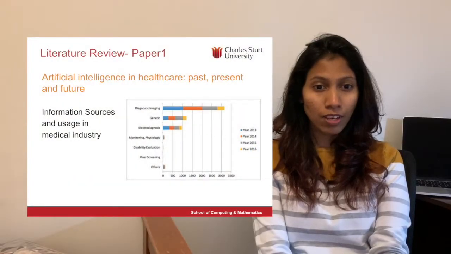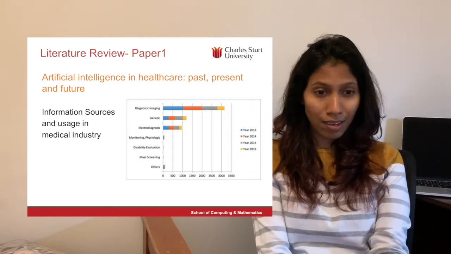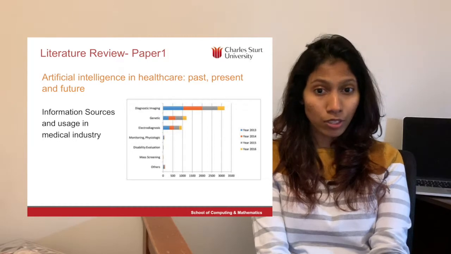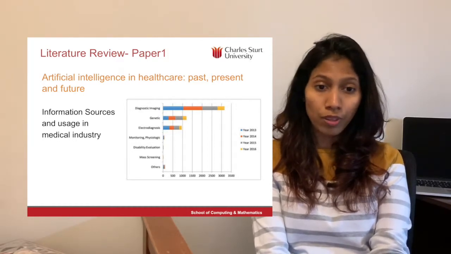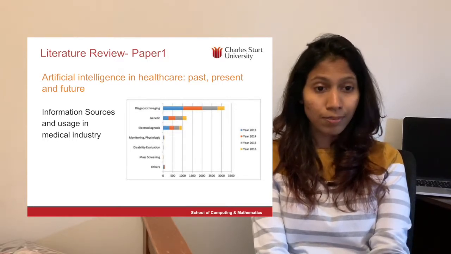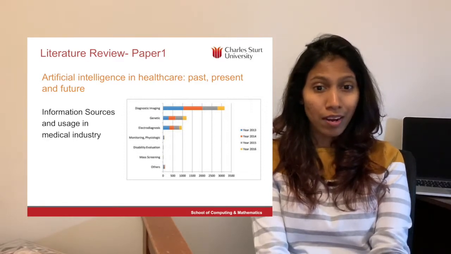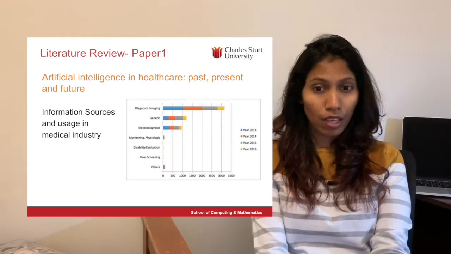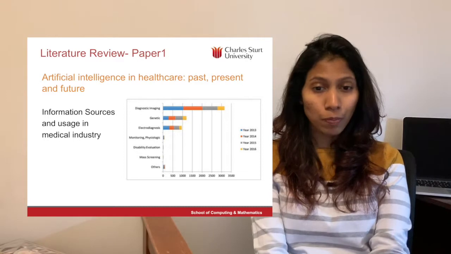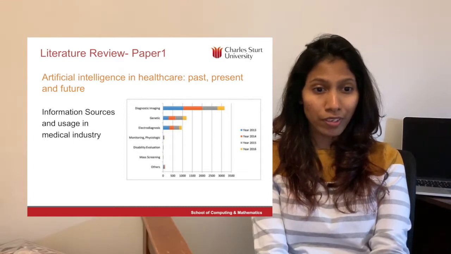Firstly, the article which I selected for the information is Artificial Intelligence in Healthcare, Past, Present and Future. In this particular article, it clearly mentions different data sources in the medical industry and how they collected this information. As you can see on the chart, the most trending and leading mechanism is diagnostic imaging. The reason why most of the reports are generated in image-based methods is that they have been given a higher priority.